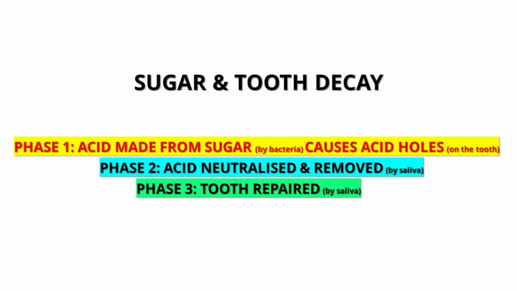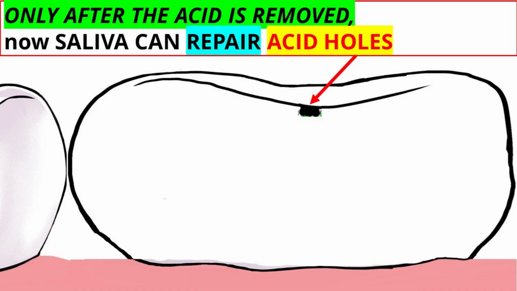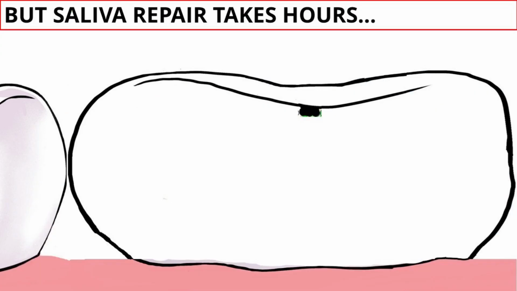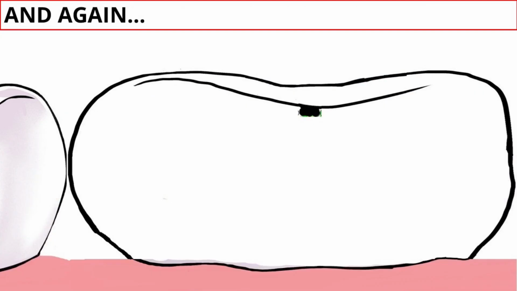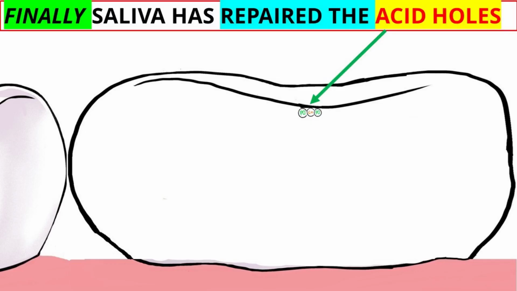Phase 3. The tooth is repaired. Only after the acid is removed, now saliva can repair these acid holes, but saliva repair takes hours. And finally, saliva has repaired these acid holes.